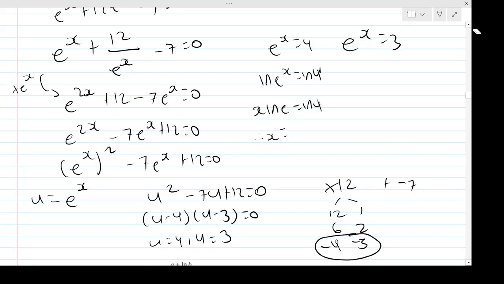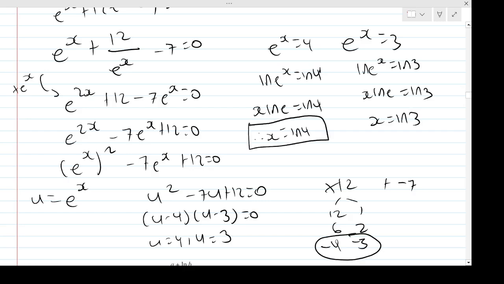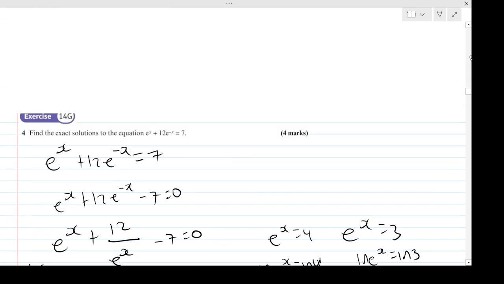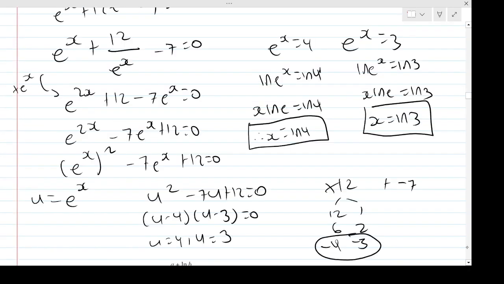And you can probably spot the next one's going to be ln 3, but let's go through it. So then ln e to the x is ln 3. So again, x ln e is ln 3. So x is ln 3, because ln e goes to 1. Those are my two solutions. Cool. There we are. So again, hopefully you're familiar with that.